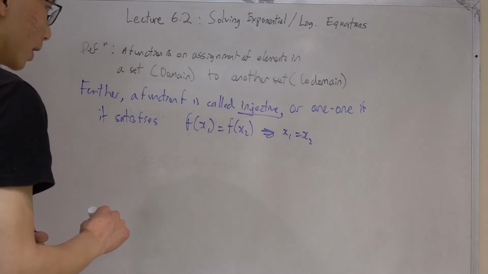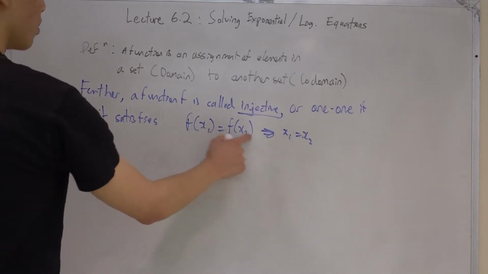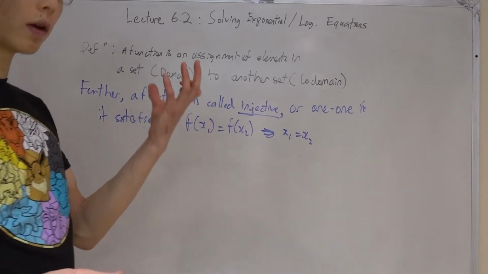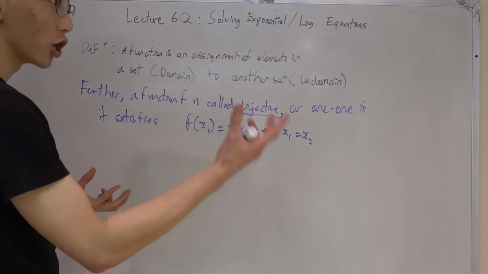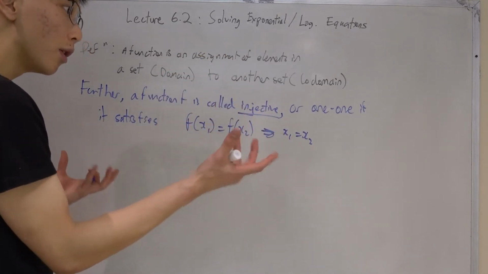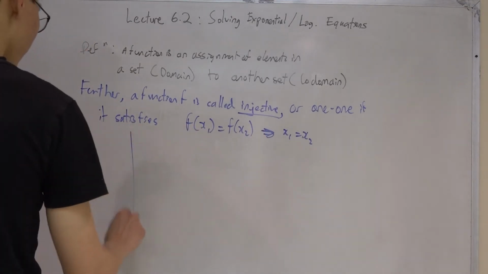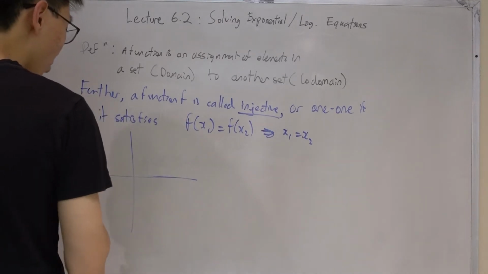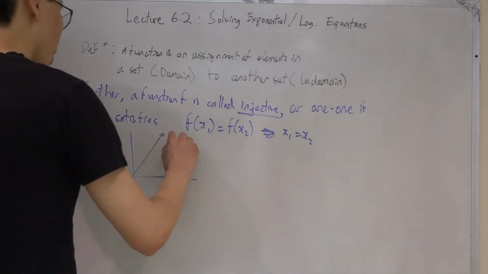Now, all this may seem like a big bunch of mumbo-jumbo to you, but I assure you that everything that I'm saying here is stuff that you've seen before. So let's think about what this statement means. This statement says, if the value of my function at one point is the same as the value of my function at another point, well then those 2 points must be the same. Let's think of an example function. So here I'm going to draw y equals x. And I'm going to tell you y equals x is injective.